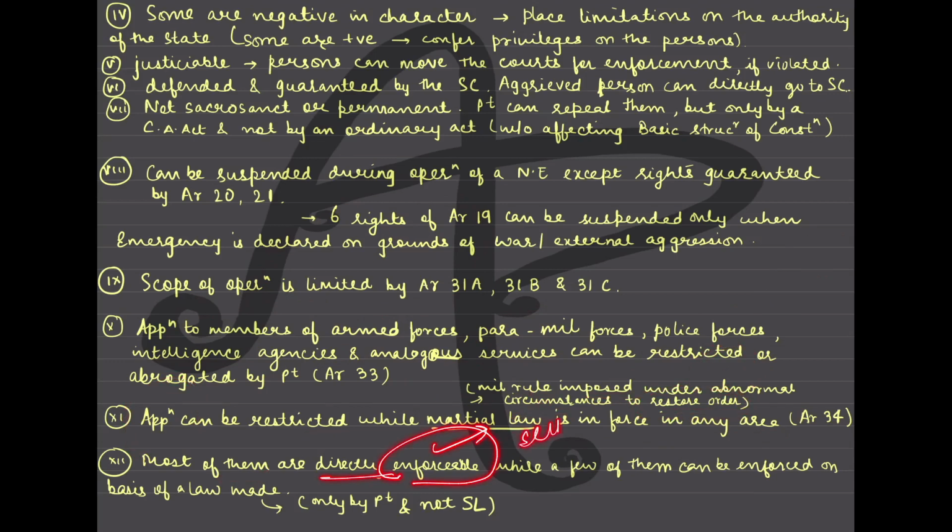So what is this? It is self-enforceable. That means that since they are fundamental rights, they will simply be taken as enforced, while a few of them can be enforced only on the basis of a law made. Okay. So they need a law to be made for the enforcement of those fundamental rights. And these laws, I'll show you again, I'll give you those examples. So these laws can be made only by the parliament and not the state legislature. These are the pointers that can directly come in your prelims, and therefore, as I said, each feature can become a pointer for your prelims examination.